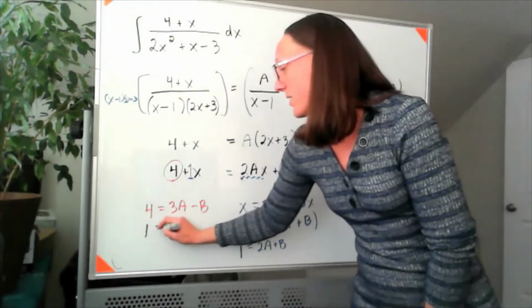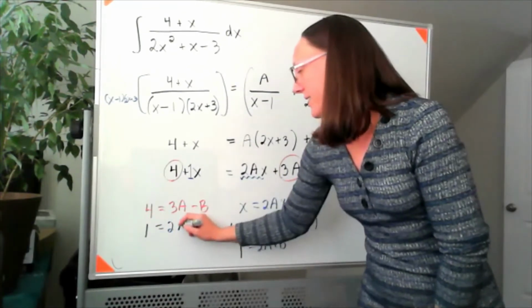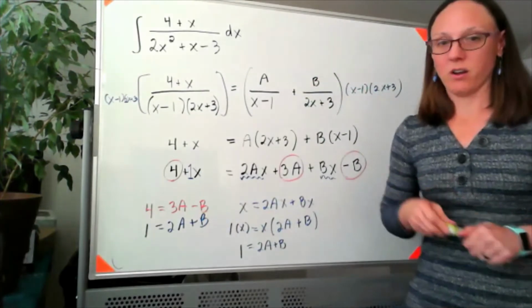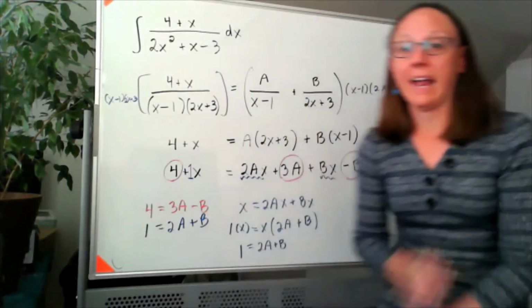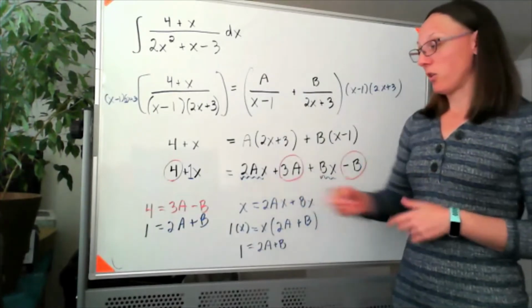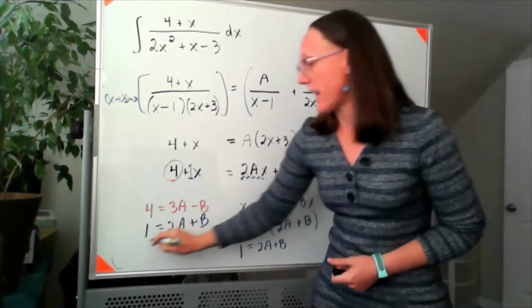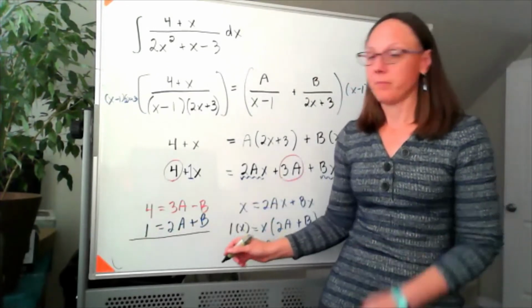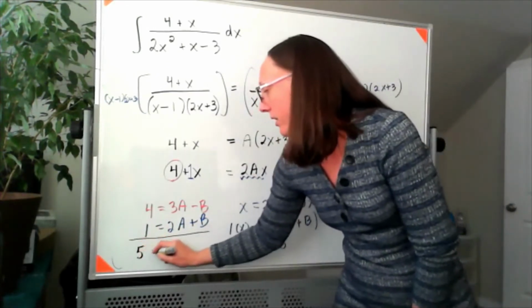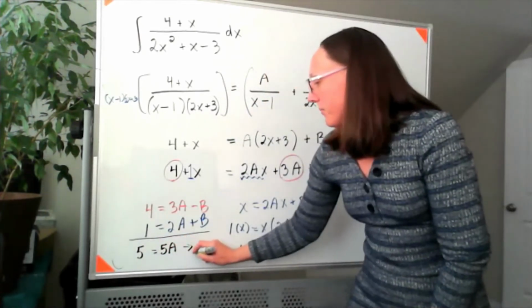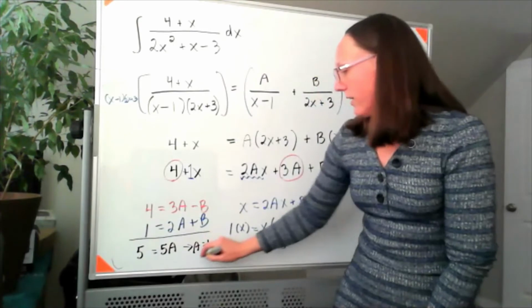And then solve this system of 2 equations and 2 unknowns. Any way you want to solve for the 2 equations and 2 unknowns. For me, I'm looking at that and thinking, well, gosh, if I just add both of those equations together, the b's will cancel out, and I would have 5 is equal to 5a. So a would have to be 1.